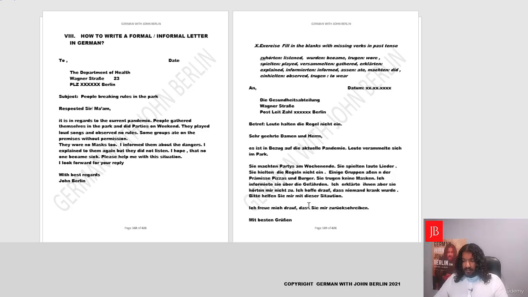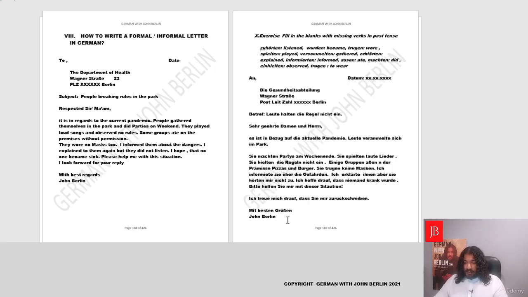Bitte helfen Sie mir mit dieser Situation. Please help me with this situation. It's an imperative Satz with an exclamation mark. Yes, how to give orders. It's a polite order. You please help me with this situation. Ich freue mich darauf, dass Sie mir zurückschreiben. I hope of that you write me back. Mit besten Grüßen. Let's finish the letter. John Berlin. So it's like Begrüßung.